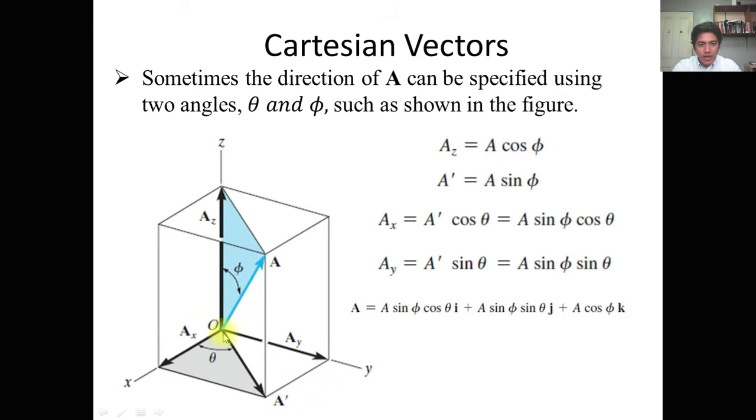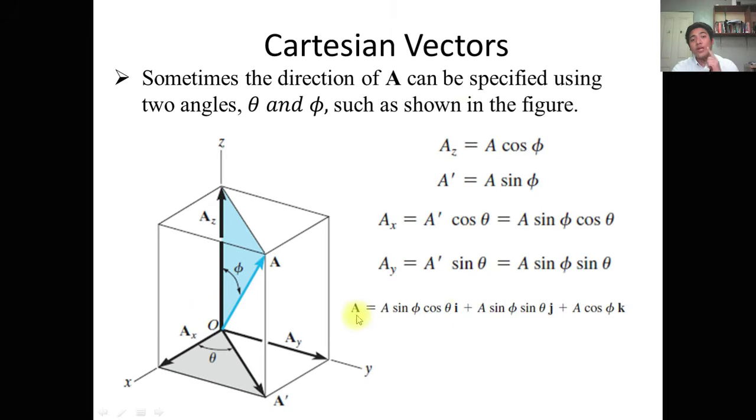So if we know a prime, this a prime is the same as this a prime, so that it can be moved. This would now be our a prime, this is our theta, and this is equivalent also to a sub y, and this is a sub x. If we get cosine and sine of theta, we'll have this formula: a sub x is a prime cosine theta, of which a prime is a sine phi, so a sine phi cosine theta. And of course, for a sub y, we use a prime sine theta. Overall, this vector a can be rewritten as this from the given equation that we have derived.